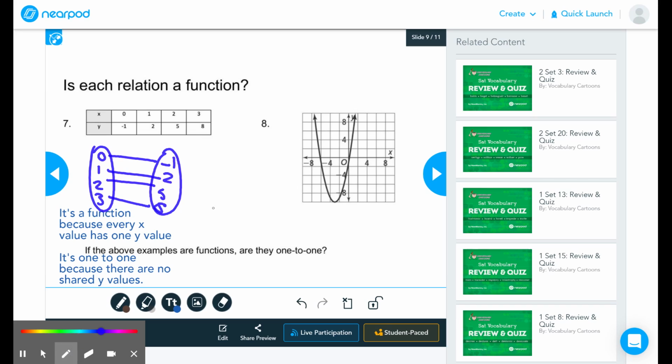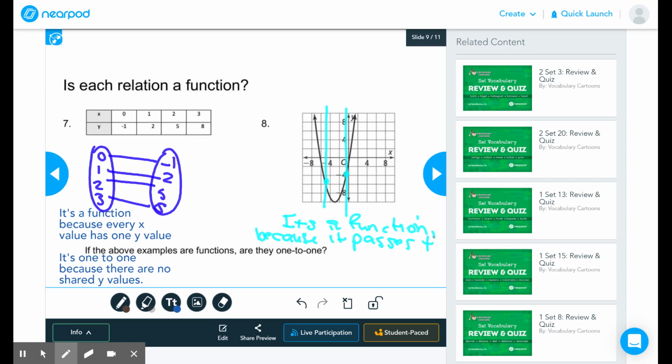And then for this continuous graph, right here, so this is definitely a function because it passes the vertical line test.